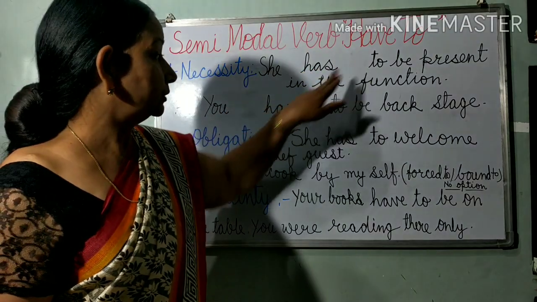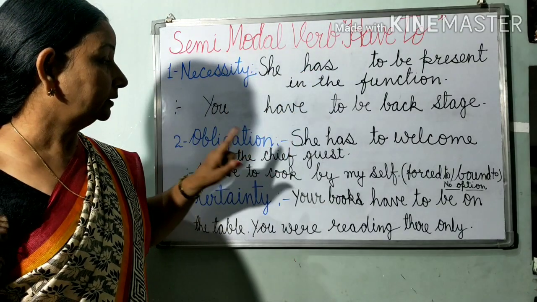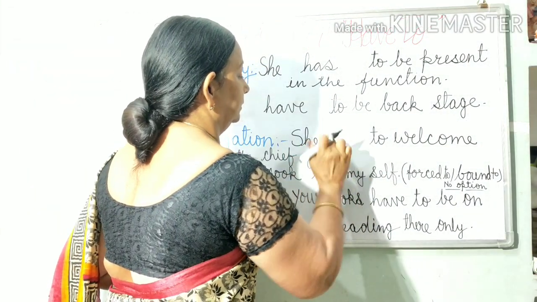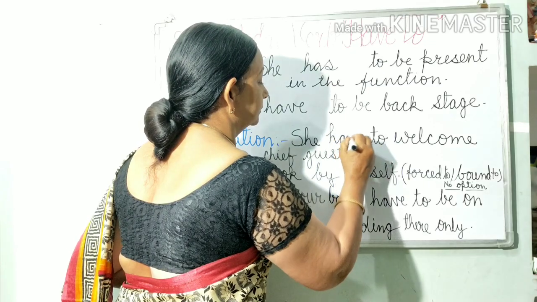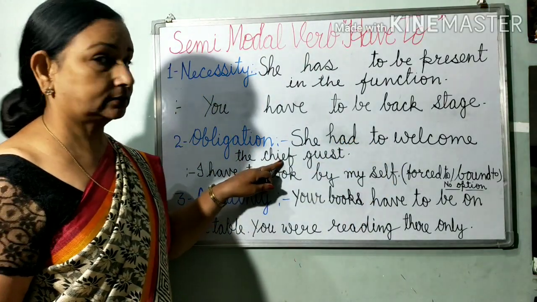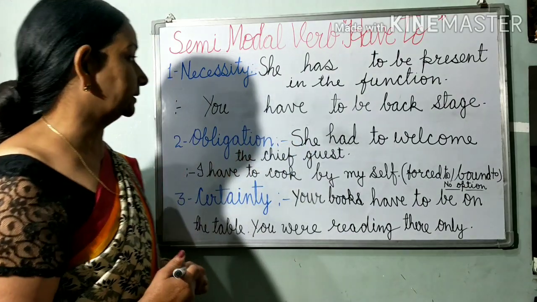I told you "has to" and "have to" are for present tense, and "had to" for past tense. Past tense will be "had to". "She had to welcome the guest" means it was in the past tense.